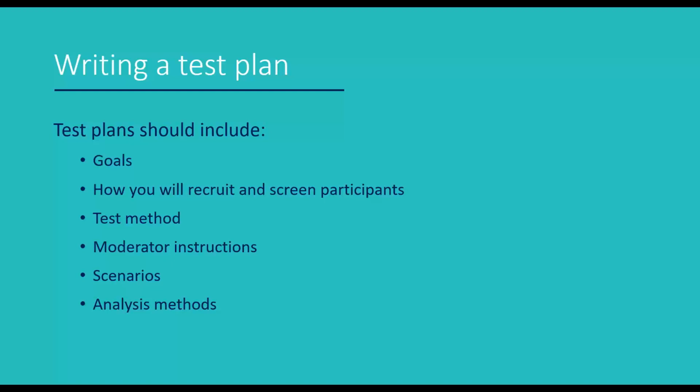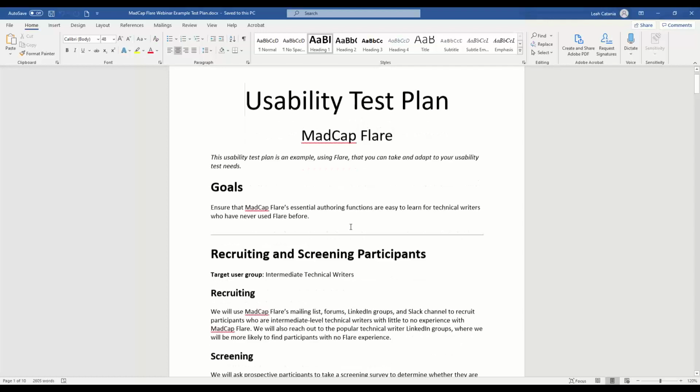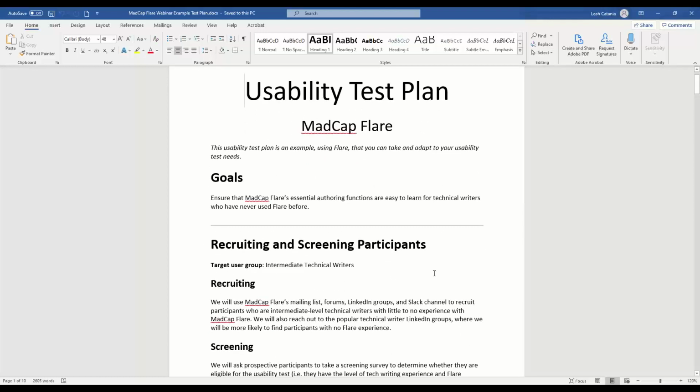And then we're going to take a look now at the example test plan that I've written up. So this test plan is just an example that you'll be able to use to adapt to any usability test that you want to run. And I wrote it on MadCap Flare as if we were going to be user testing MadCap Flare, because that's something that we all here should be familiar with.